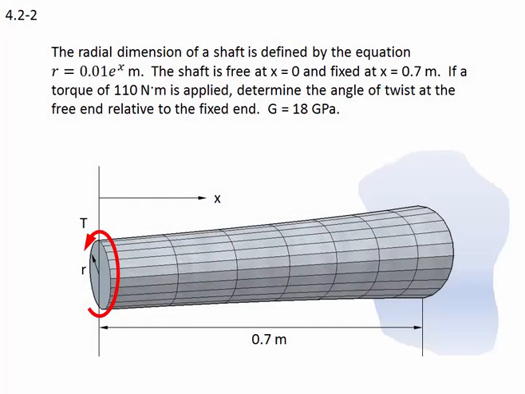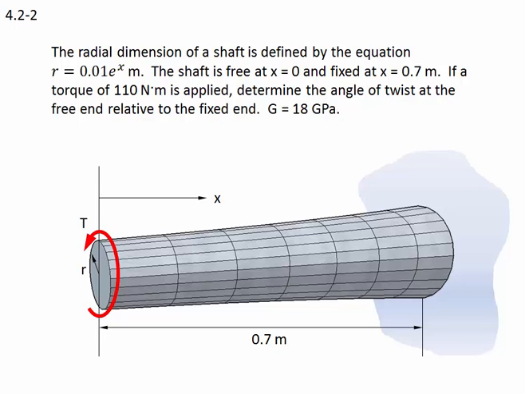Problem 4.2-2. The problem statement reads, the radial dimension of a shaft is defined by the equation r is equal to 0.01 times the natural exponential function raised to the x, in units of meters. The shaft is free at x equals 0 and fixed at x equals 0.7 meters.